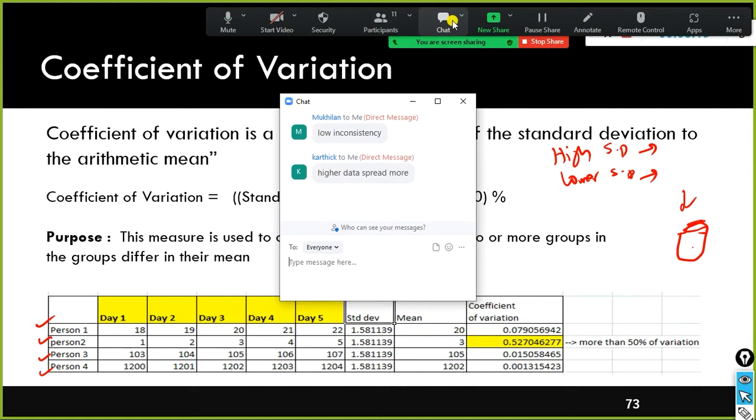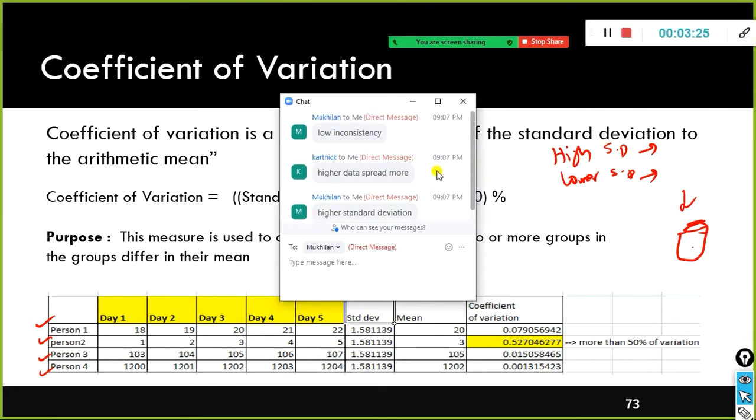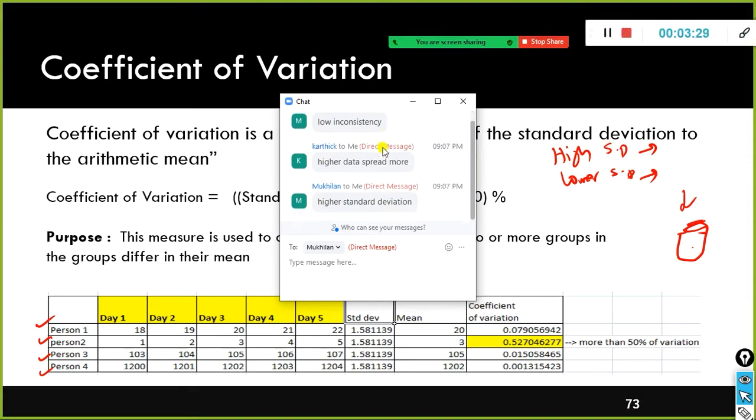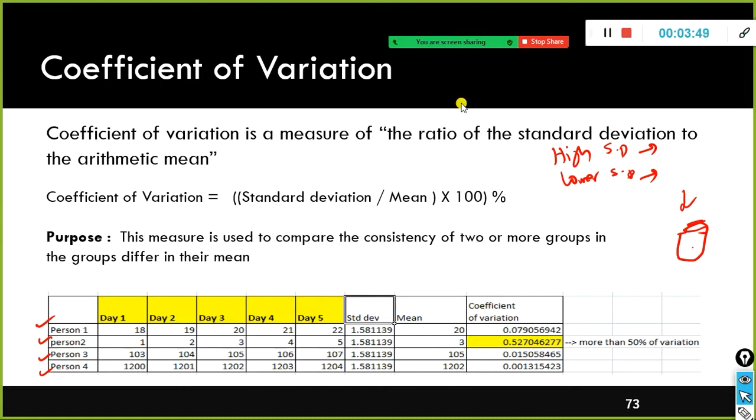What about others? Higher standard deviation represents low inconsistency? No. Higher standard deviation not relevant to mean, Gilbert? No. See, higher the standard deviation.